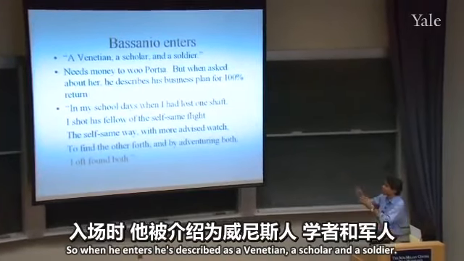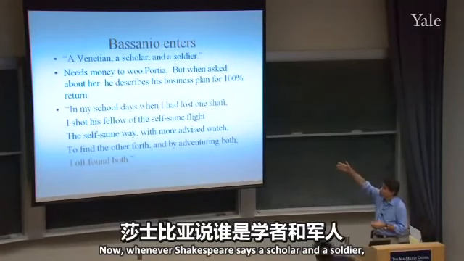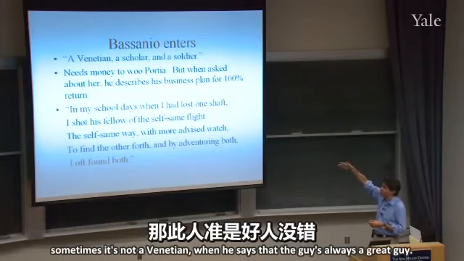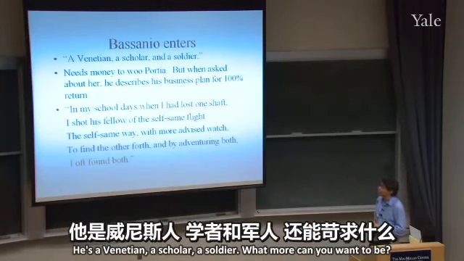When he enters, he's described as a Venetian, a scholar, and a soldier. Now, whenever Shakespeare says a scholar and a soldier, the guy's always a great guy. This occurs repeatedly. So Bassanio comes in as a star. He's a Venetian, a scholar, a soldier. What more can you want to be?